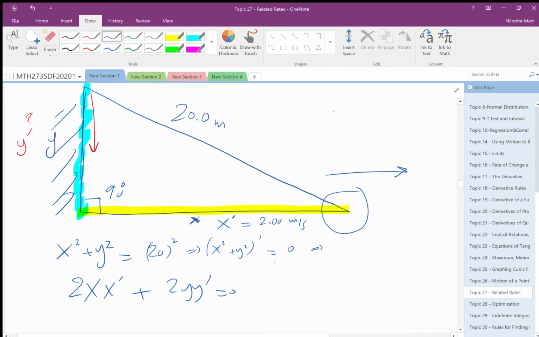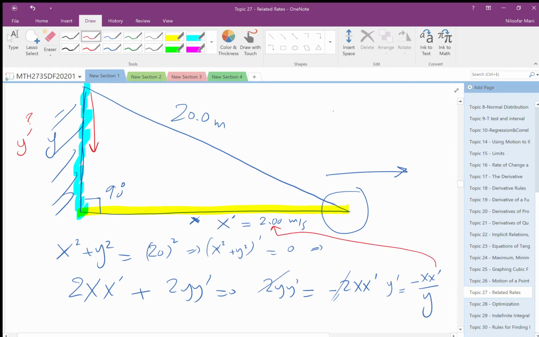So I want to find y prime. So it's 2y y prime equal minus 2x x prime. What is y prime then? I can cancel 2 and 2. So I say y prime is minus x prime divided by y. What is x prime? X prime is given to me.